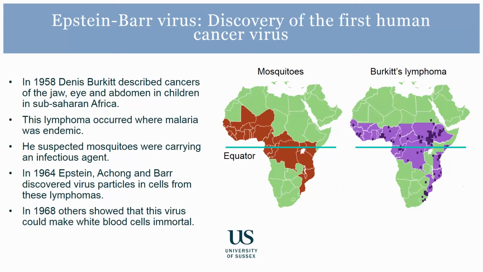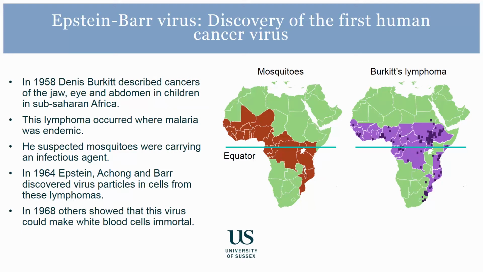Okay, so that's a bit of a general introduction to viruses, hopefully a little bit of information about cancer-associated viruses and how they drive cancer development. So I'm going to tell you now a little bit more about the virus that I'm particularly interested in, and that's a cancer-associated virus called Epstein-Barr virus. And this was actually the first human cancer virus to be discovered.